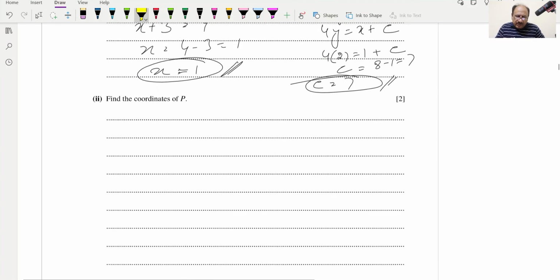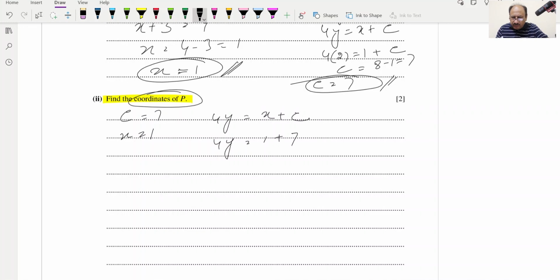Now this part is done. Second part, find the coordinates of P. So for the coordinates of P, whatever data we have right now is the c value is 7, the x value is equal to 1, and we can use these two values to find the coordinates of P, and 4y = x + c. In this equation, if we replace, we can get the value of y, so 4y will be equal to 1 + 7, and y is equal to 8/4, which is equal to 2. So the y value is 2, so the point will be (1, 2). We can write it like this. So this will be the coordinates of the point.